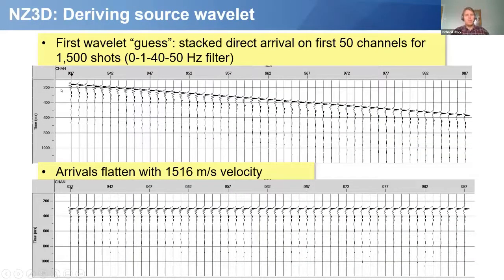Then we go on to derive the source wavelet, and I won't spend too much time on this. Essentially, we make a first guess by stacking about 75,000 different shots together. We use the first 50 channels on the hydrophone of the direct arrival. We find the velocity which flattens them all, and then collapse them all down onto one another to get this one guess, which is derived from 75,000 traces.